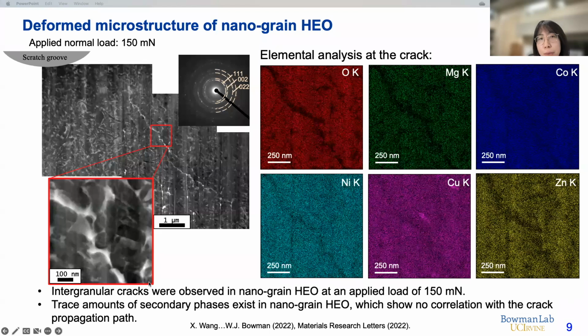We also performed EDS in order to see the chemical distribution. We noticed some trace amount of secondary phases, copper-rich secondary phases, for example. But we don't think this crack propagation has a very strong correlation with the secondary phases. They seem to be just propagating along some HEO grain boundaries, matrix grain boundaries.